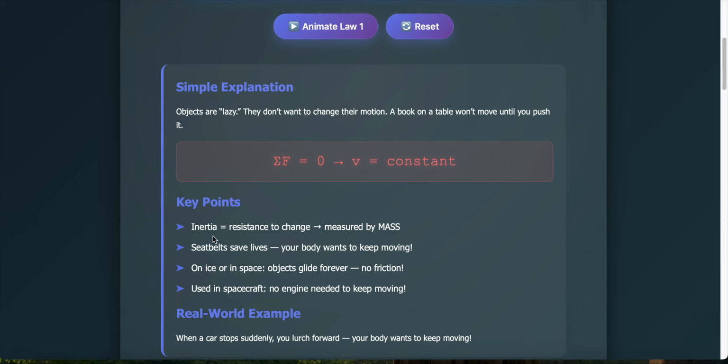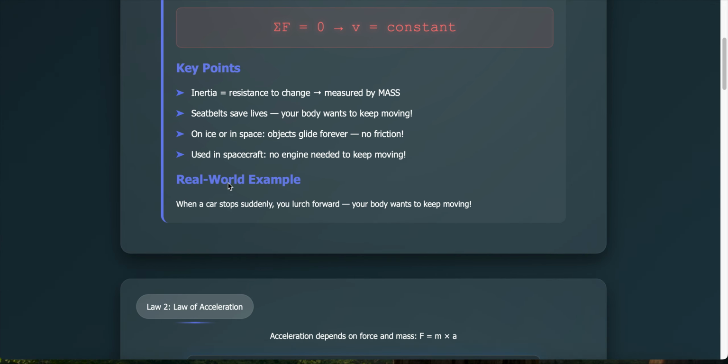In the first law of motion, you will learn inertia, the resistance to change, measured by mass. Seat belts save lives. Your body wants to keep moving. On ice, or in space, objects glide forever with no friction. This is used in spacecraft. This is the key point of the first law. What is a real world example of Newton's first law? When a car stops suddenly, you lurch forward because your body wants to keep moving.